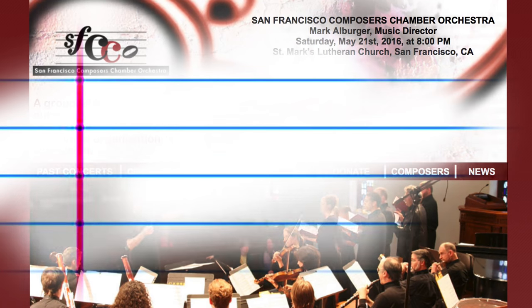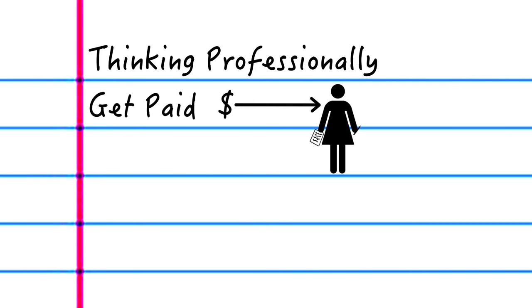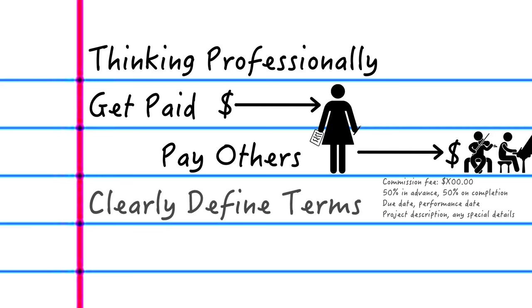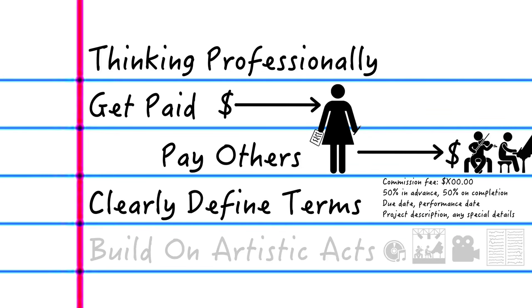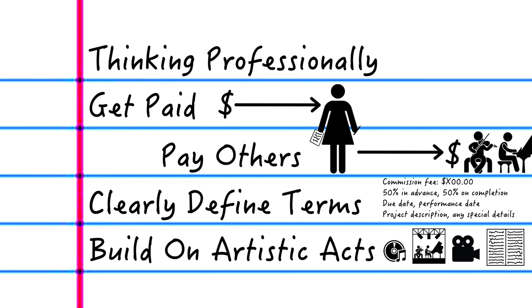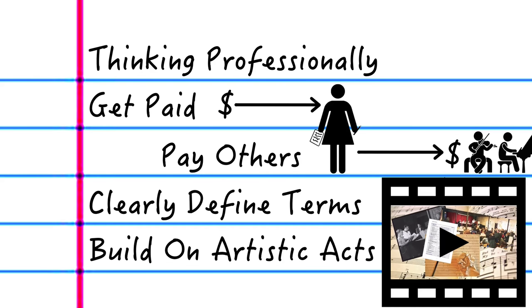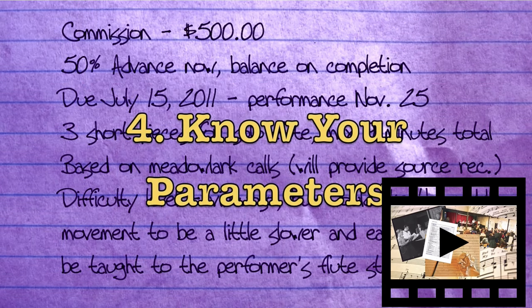On the other hand, let's not forget one of my equations for professional success. Get paid, pay others, work out exactly what you're supposed to be doing, and do it so well that they want to work with you again every chance they get. This is from another Intro to Orchestration video, Part 7, Career Advice, in a section called Know Your Parameters.